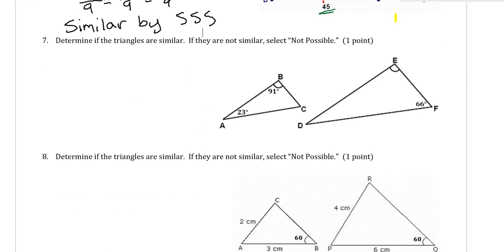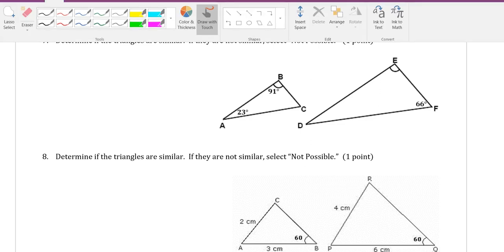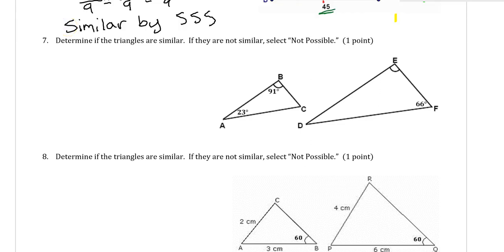All right, number 7, determine if the triangles are similar. If they are not similar, select not possible. Well, the first thing I see is angle, so I'm going to try to do more with angles and try angle, angle. These have the same mark. I'm going to go with this one is 91 degrees as well. Then I'm going to use my triangle angle sum theorem to solve for one of my missing angles. It doesn't matter which one you solve for, but you do have to solve for one of them.